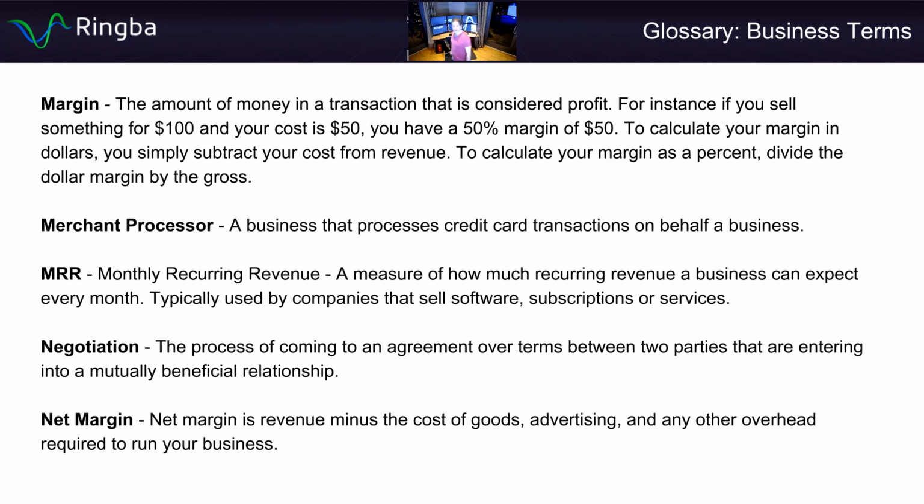Negotiation. This is the very important process of coming to an agreement over terms between two parties that are entering into a mutually beneficial relationship. So we have a whole section on negotiation in this course, but real quick, negotiation is extremely important. Under no circumstances should you ever accept someone's first offer. The first offer is almost never the best offer.